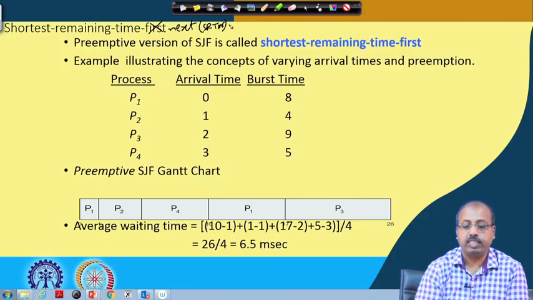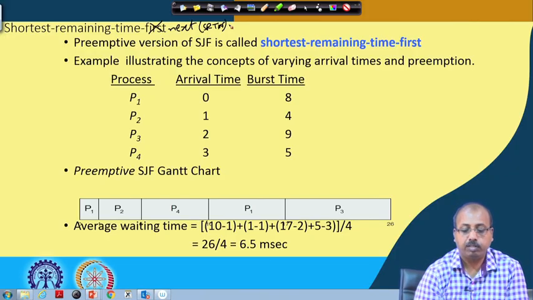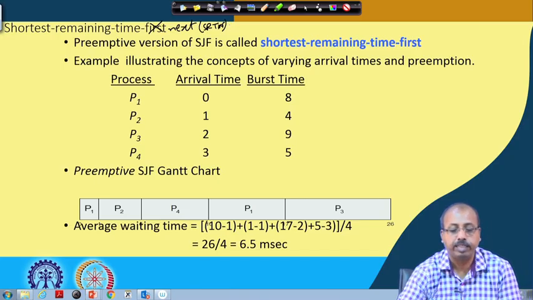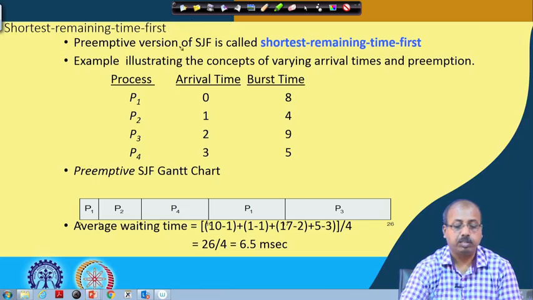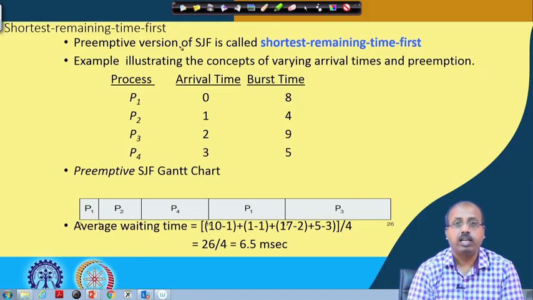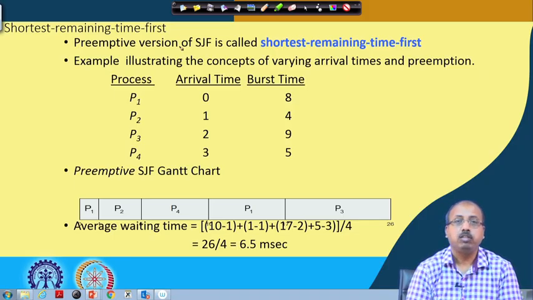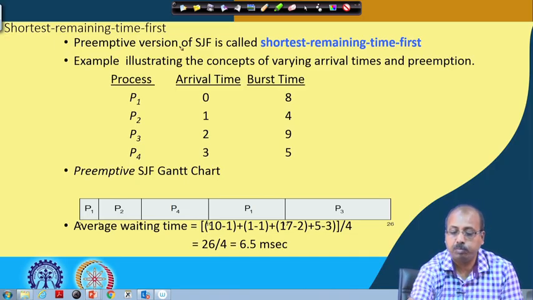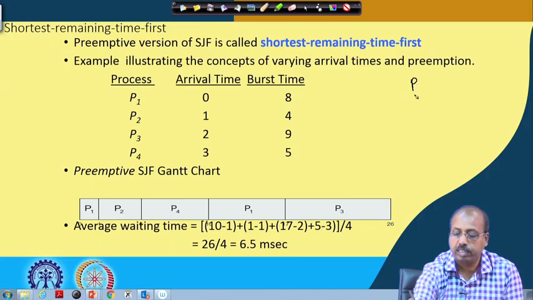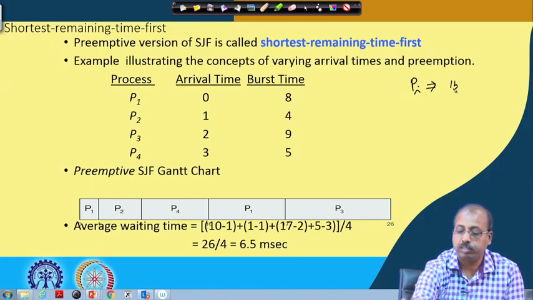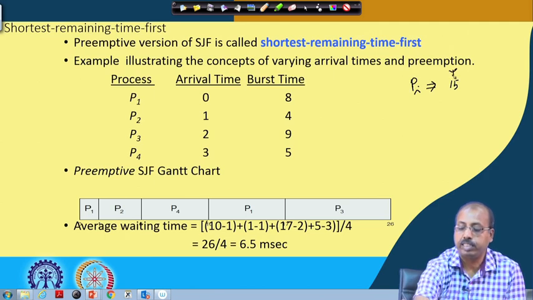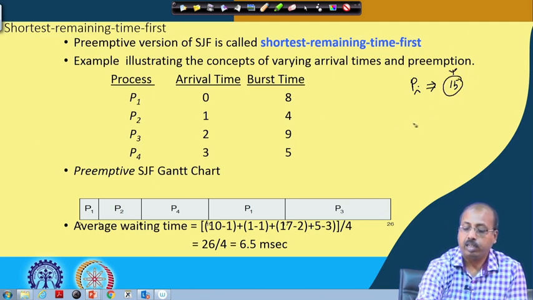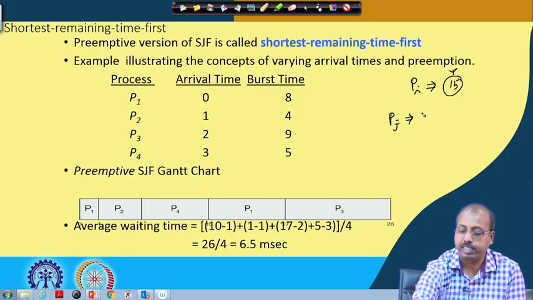Shortest job first tells that whichever job has got the shortest CPU burst will get the CPU first. But if now a job comes whose burst time is less than that of whichever job is currently running, then naturally, suppose some job PI was running, and PI's predicted CPU burst was say 15 units. So, this tau value was equal to 15. So, it has been selected and it is running in the CPU.